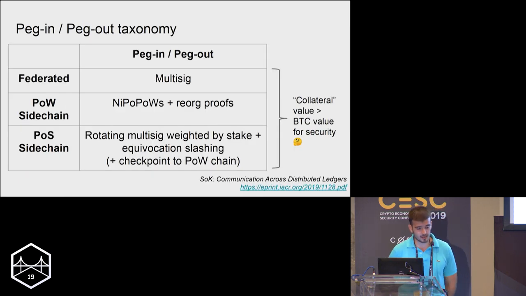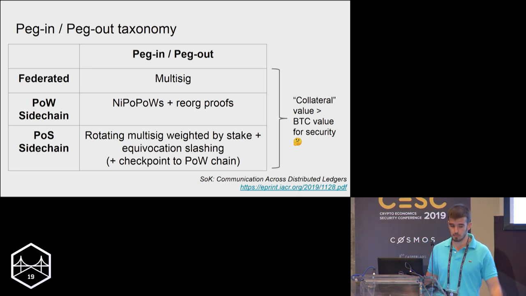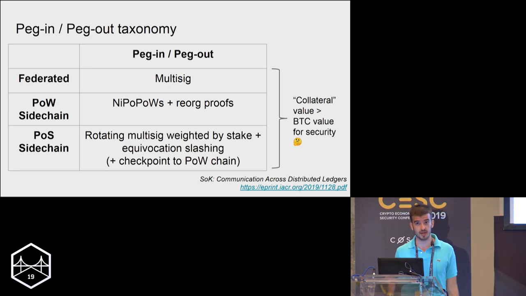So we have a very nice taxonomy, which was very nicely described in the paper that I cite over here, which you should all read. We have the federation, which is just a multisig, and multisigs are an amazing primitive, but for our threat model, they're horrible. You have a proof of work sidechain, which will use some form of logarithmically growing SPV proof, plus maybe some reorganization proofs in the proof of work scenario.